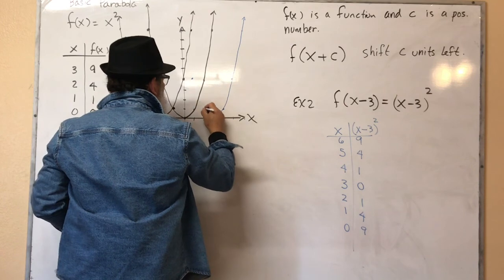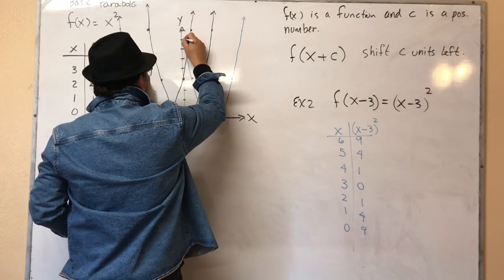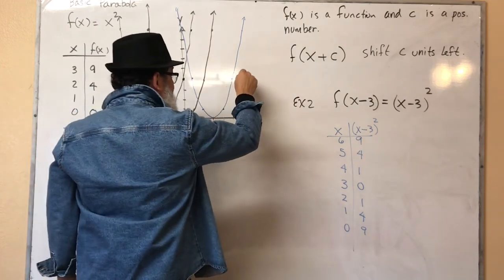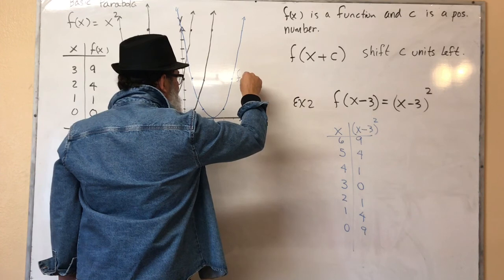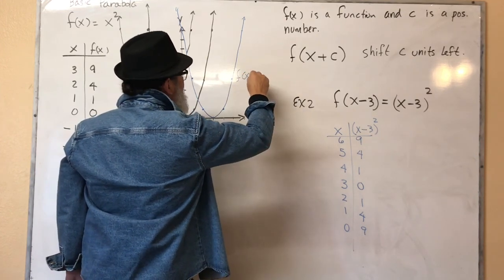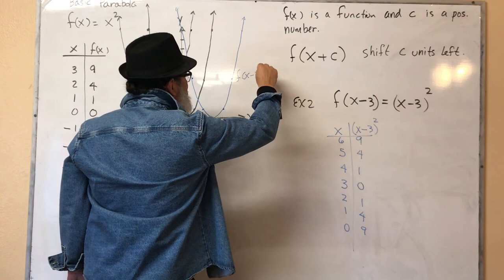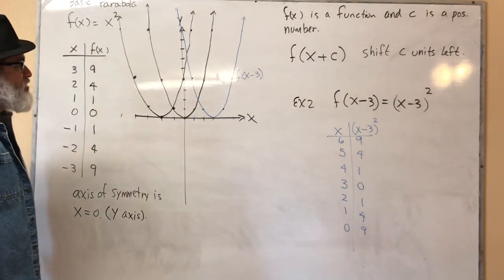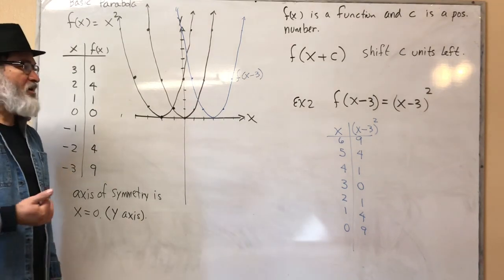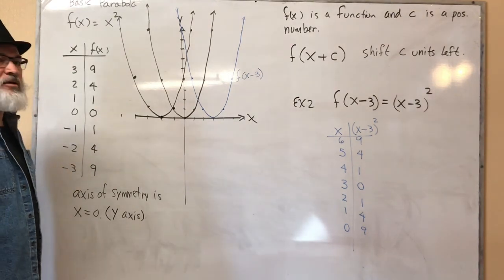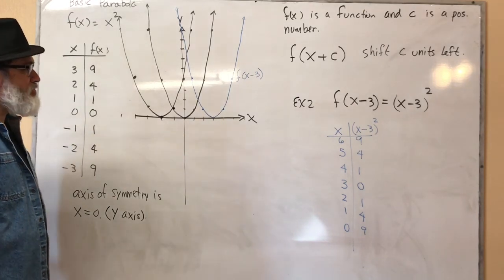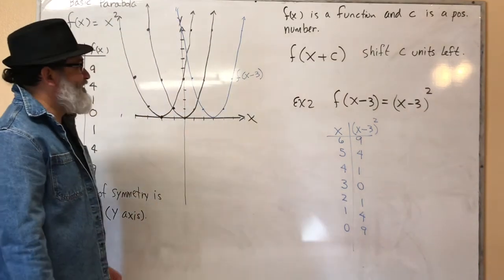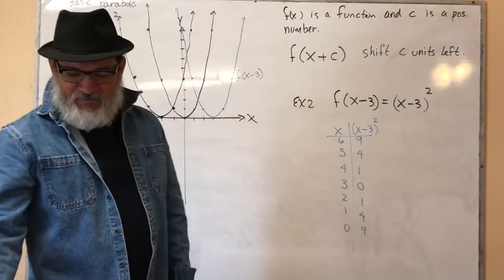Guys, you understand? Does this make sense, everybody? The new parabola. Look, this here is f of x minus 3. It shifts the parabola 3 units to the right. Okay? Very good. So therefore, let's make a few statements now.